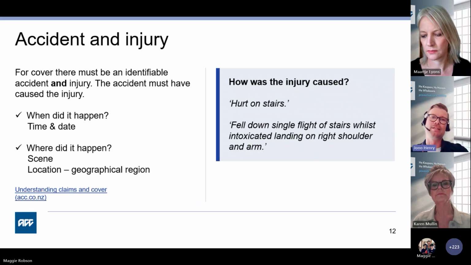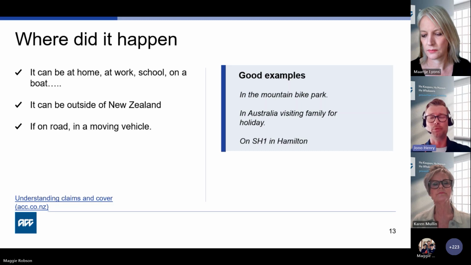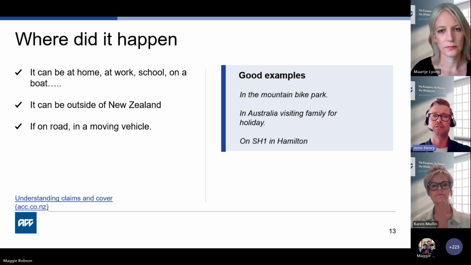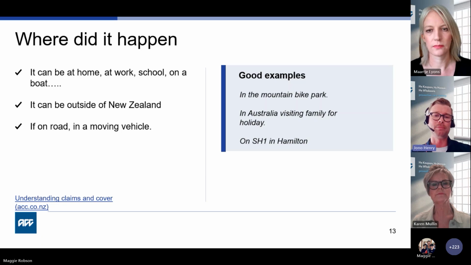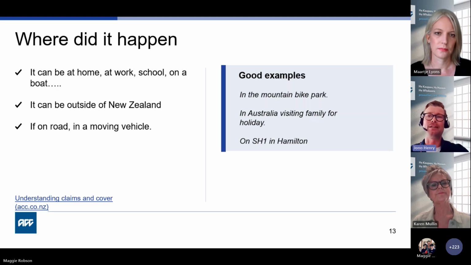Now, I'll touch on where did it happen. Other important details on the accident event include the date and approximate time the accident event happened, the scene the accident event occurred, for example, the sports field or at work, on a roadside or in a moving vehicle, and the geographical location of the accident event, which can include overseas. We provide funding for treatment and assistance for your clients through various streams. The importance of letting us know where the accident event occurred helps us understand what pool of funding to take from when helping your patient or client during their recovery. It also helps us plan for future injury prevention strategies.